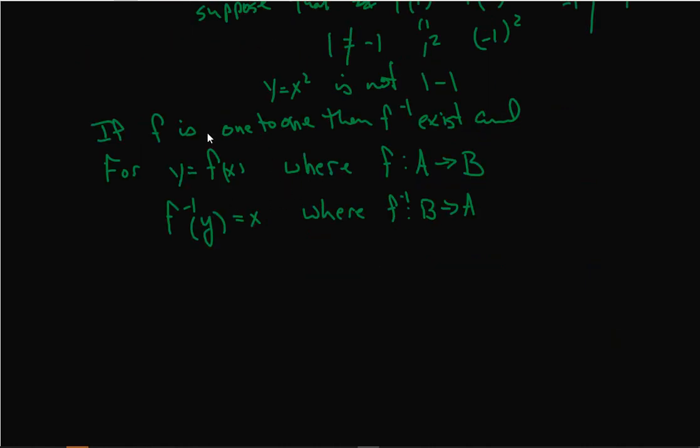Okay, so let's write down what we've said. If f is 1 to 1, then f inverse exists, and if y equals f of x, where f goes from a to b, so a is the domain and b is the range for f, then f inverse of y equals x, where f inverse goes from b to a. So this is what we mean by the inverse of this function. So if y equals f of x, then f inverse of y equals x.